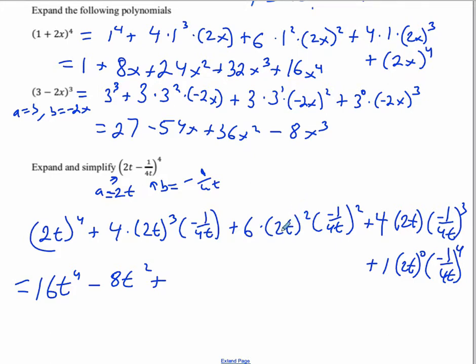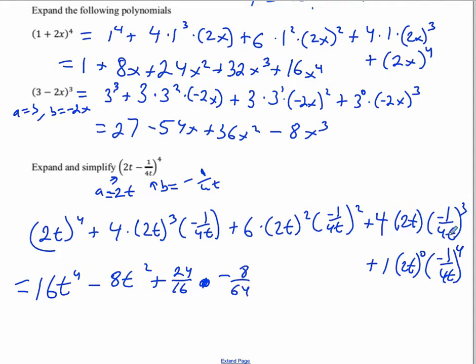Let's see what we've got here. Here we have a 2 squared is 4, 4 times 6 is 24, and then we're going to have 24 divided by 16. Let's write that for now. 24 out of 16. T squared is going to cancel with that t squared. And then we've got, actually this is going to be a negative. And we've got 4 times 2 is 8. We're going to have 8 over 64.